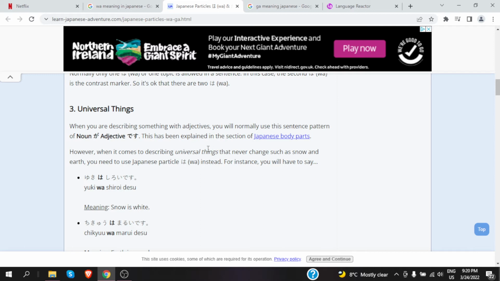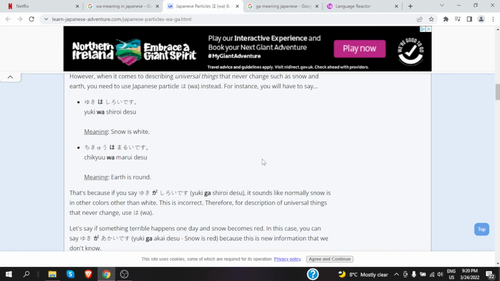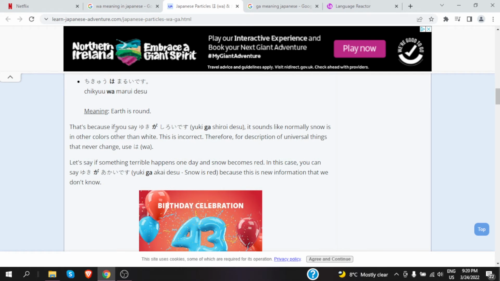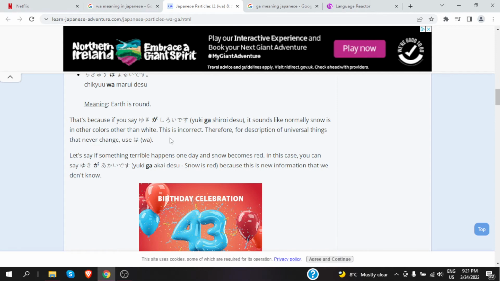Okay, so for universal things we use wa. You know, things like tax, maybe, snow, air, food. Things that never change. The earth. If you say ga, it sounds like normally snow is white, but ga would indicate that sometimes it's not, sometimes it's other colors. So for universal things that never change, we use wa.